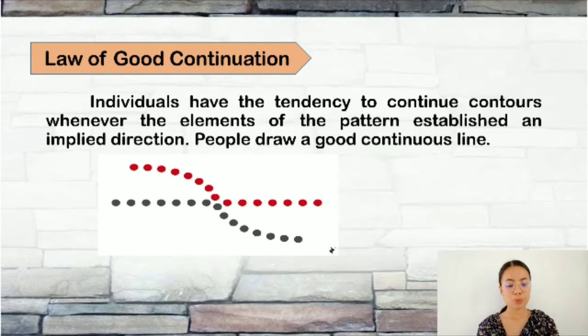The next one is the law of good continuation. Here, individuals have the tendency to continue certain contours whenever the elements of a pattern establish an implied direction. Just like this image, people tend to draw a good continuous line.